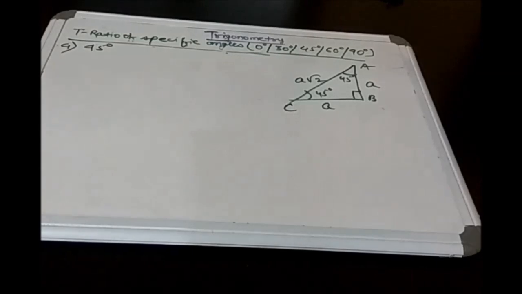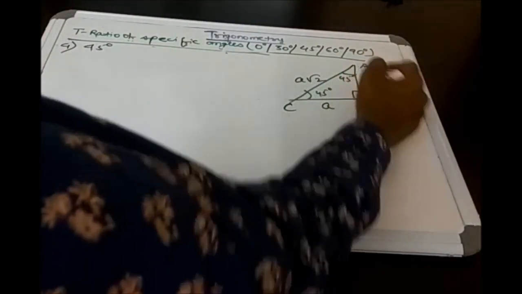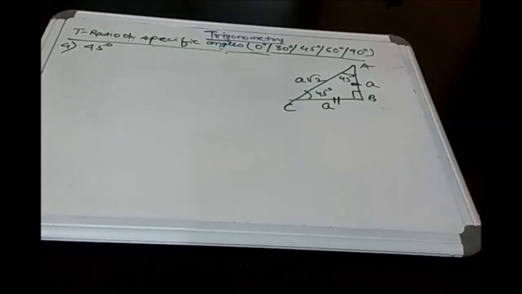Now we will be finding the value of trigonometric ratios for the angle 45 degrees. For this, let us assume a right angled isosceles triangle. Isosceles triangle means two sides are equal. So suppose there is a right angled triangle ABC in which AB is equal to BC.